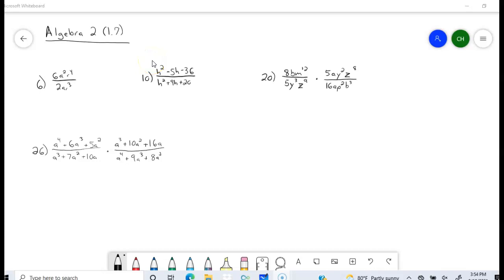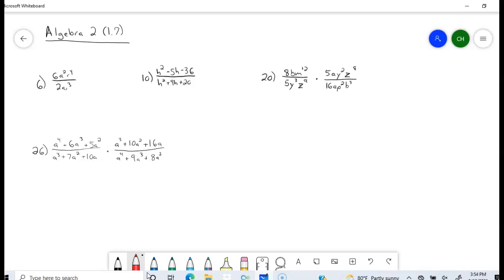Okay, Algebra 2, 1.7. We are doing arithmetic with rational expressions. Rational just means that they're going to be fractions. Being that it's Algebra 2, our fractions are a little bit uglier, but we kind of treat them all the same. Rules all apply, just like they did before.